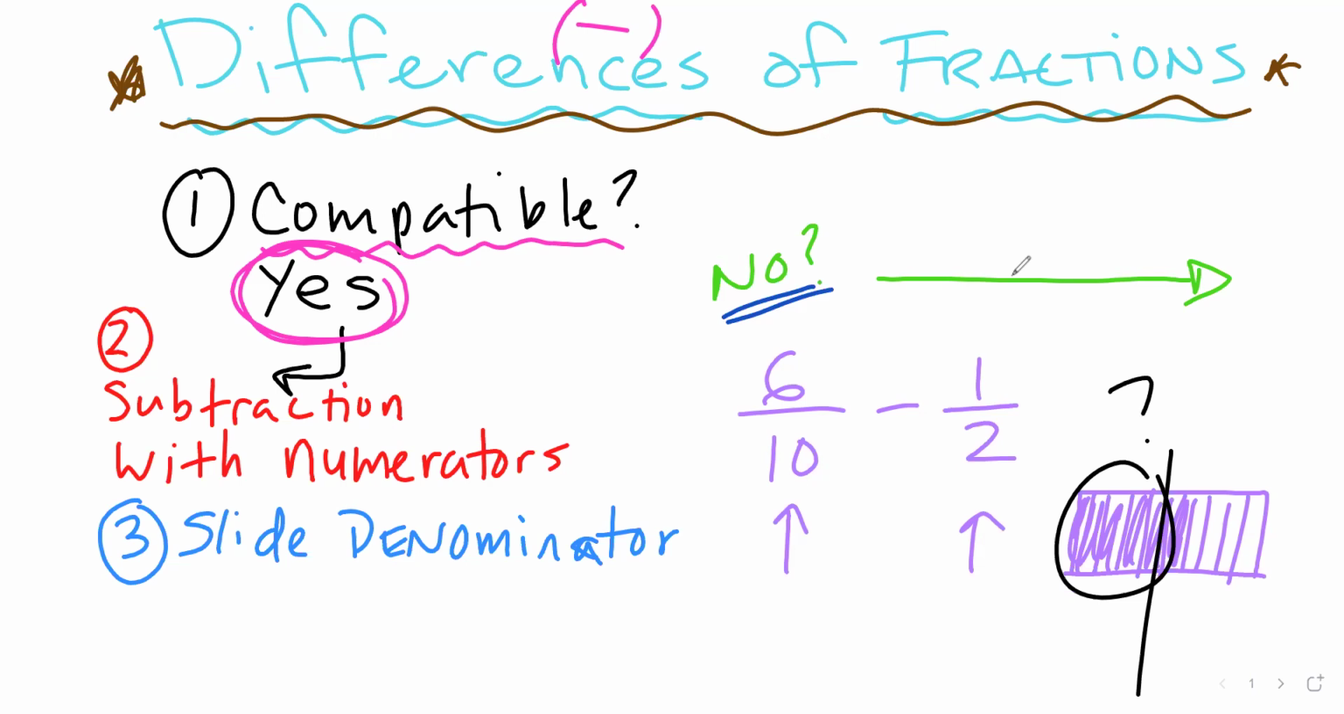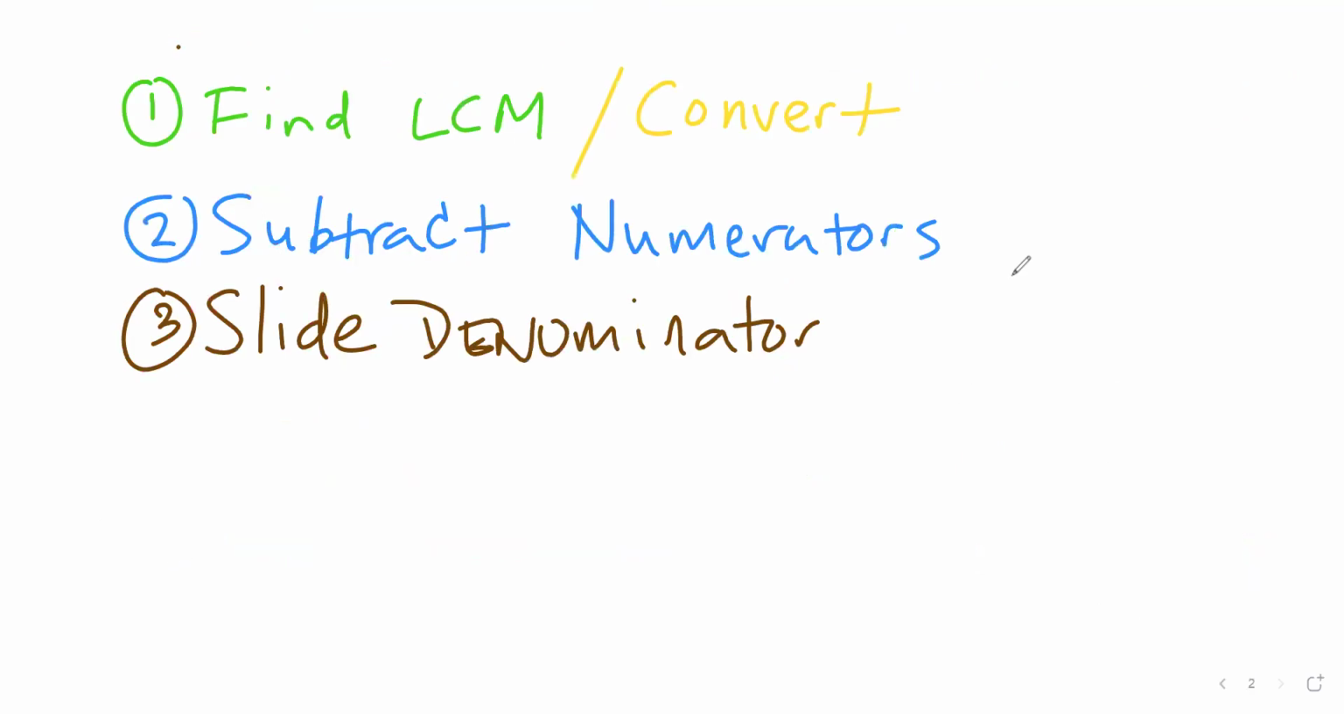So we have a process. Because they're not compatible, the whole goal here is to make them compatible. As you can see, my flowchart goes to the next page. No, my fractions are not compatible, so we jump over here. This is our process. One, we need to find the lowest common multiple and convert, because this will help our fractions become compatible. We will be making equivalent fractions, and that's what we want.